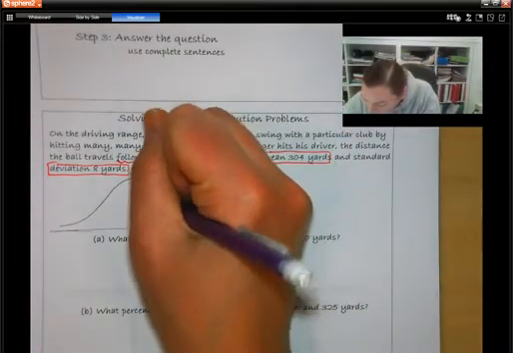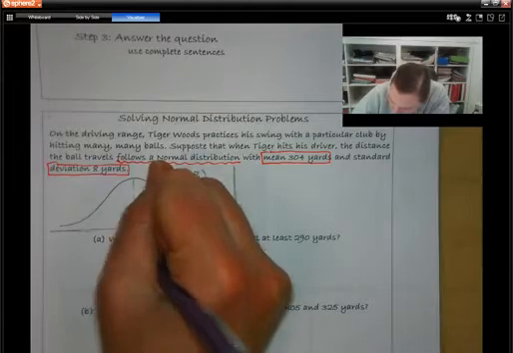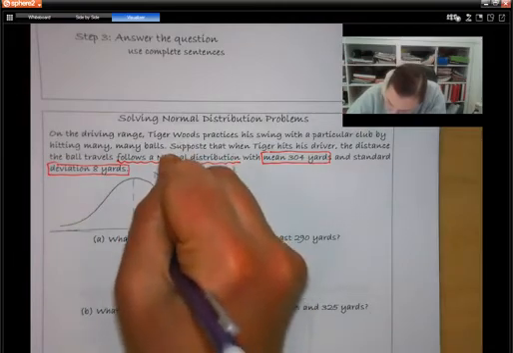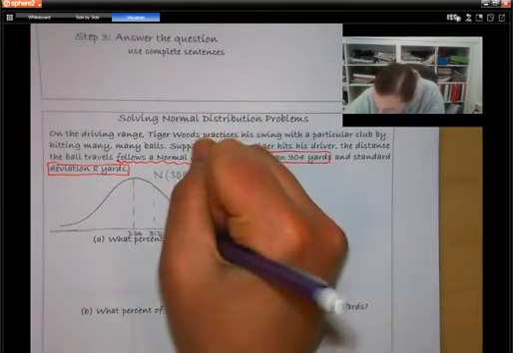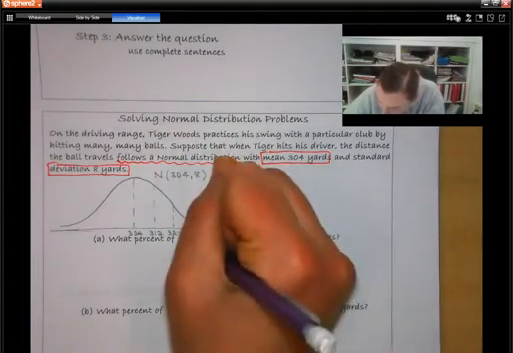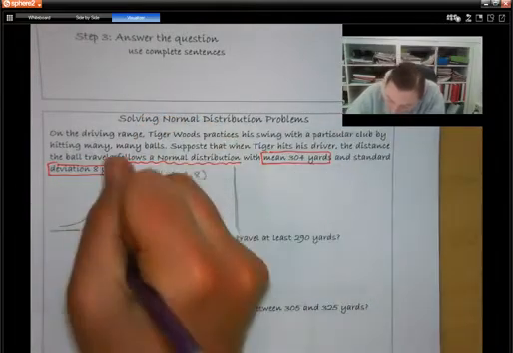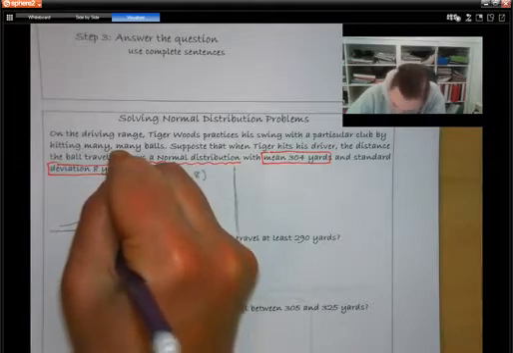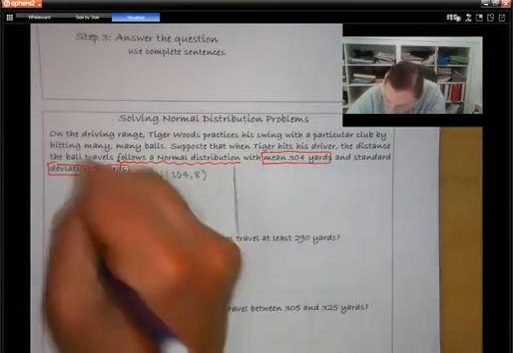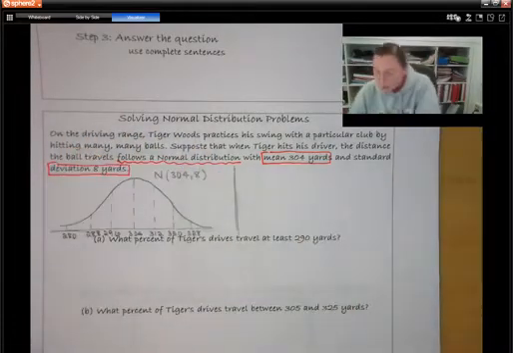We're going to go through and label all of those little hash marks. The mean 304 is at the center. 1 standard deviation above, 304 plus 8, is 312. 2 standard deviations above would be plus 8 again, so 320. And then 3 standard deviations would be 328. 1 below would be 304 minus 8, which would be 296, and then minus 8 again would be 288, and minus 8 again would be 280.